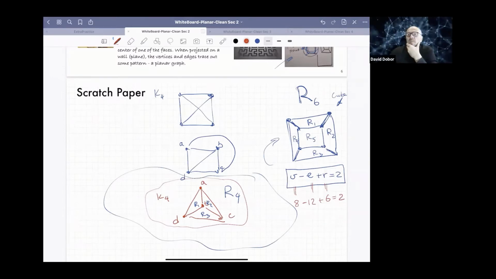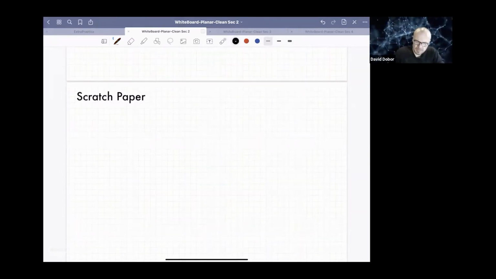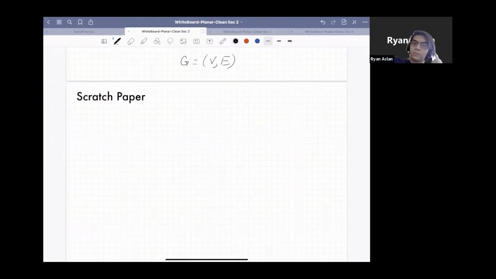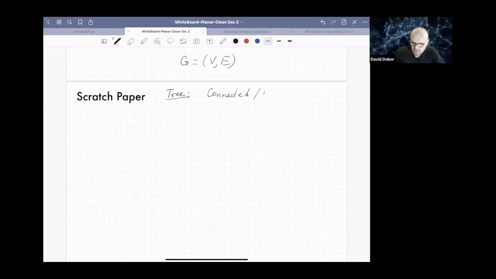Meanwhile, what's a tree? Remind me. So I have some graph G on V vertices and some number of edges. What is a tree? It's a connected graph that has no cycles. Connected, no cycles is a tree.